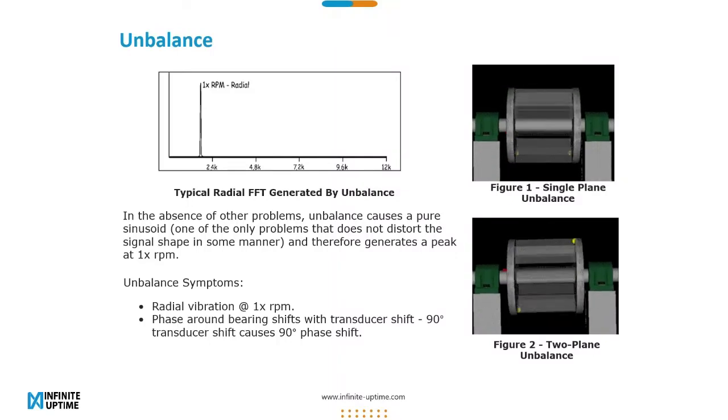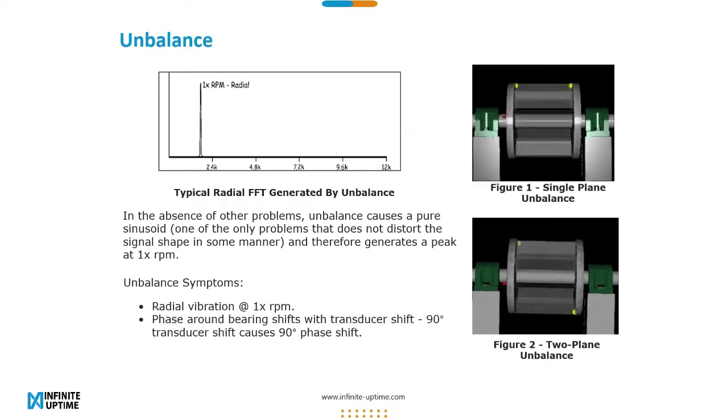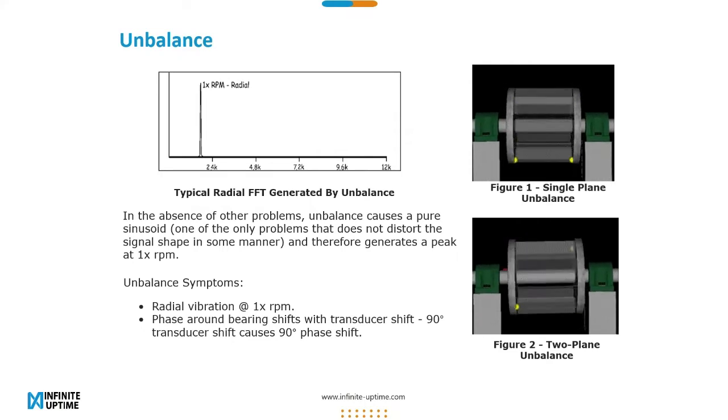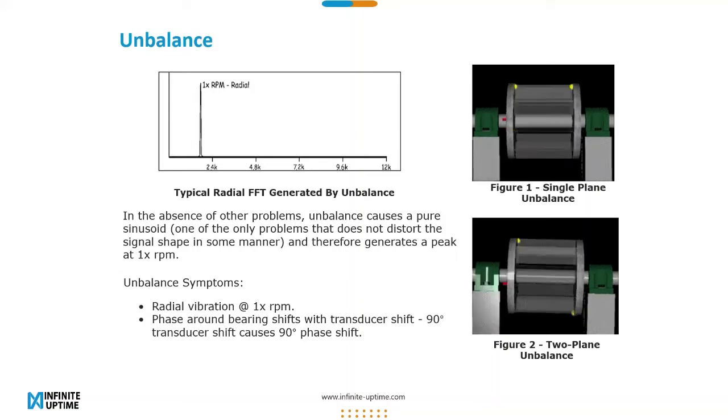Unbalance in the absence of other problems causes a pure sinusoid, one of the only problems that does not distort the signal shape in some manner, and therefore generates a peak at 1 x RPM.